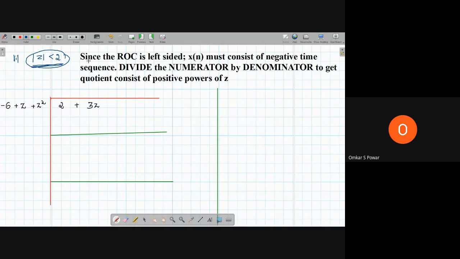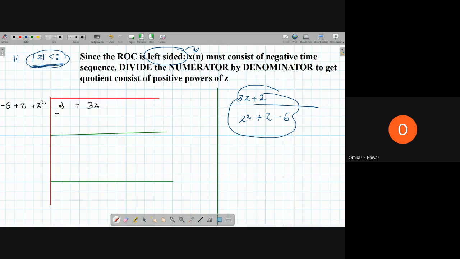So here the ROC is left sided. If you have mod z less than 2, the ROC is left-hand sided. Then x of n, your inverse, which consists of the time sequence, should be left-hand sided. So what you have to do is again divide the numerator by the denominator. In the numerator you have 3z plus 2, and in the denominator you have z square plus z minus 6.